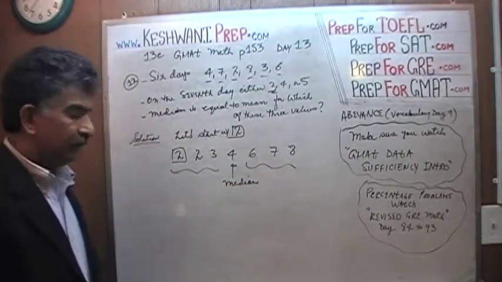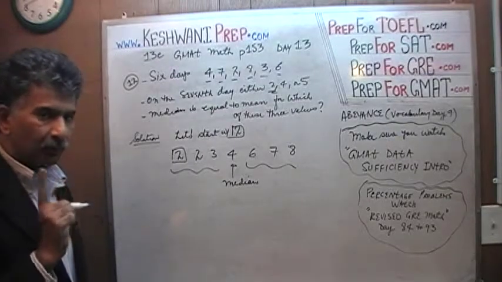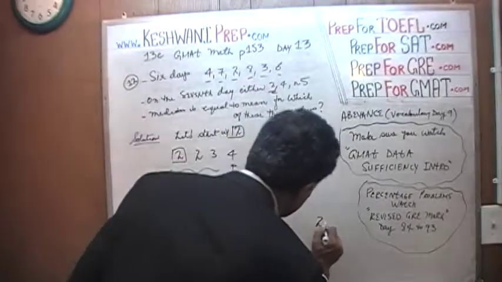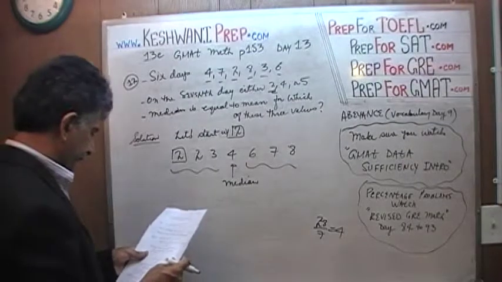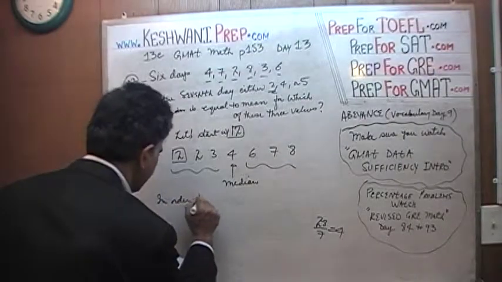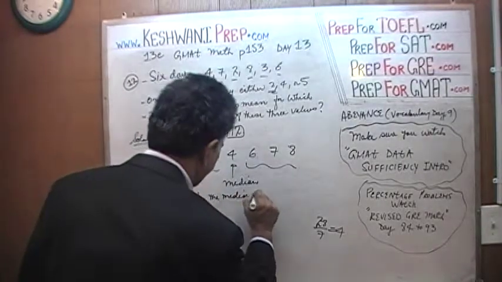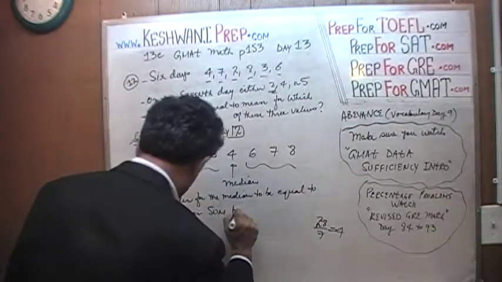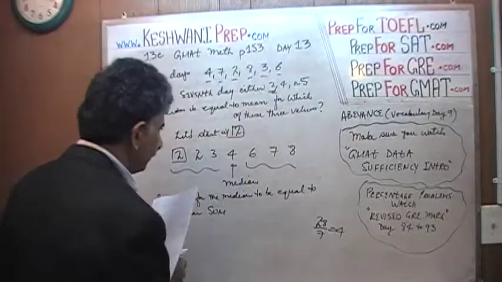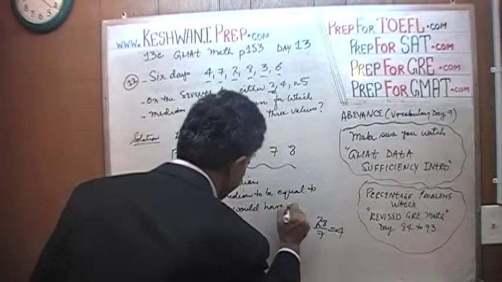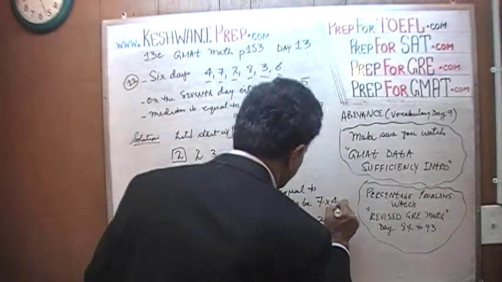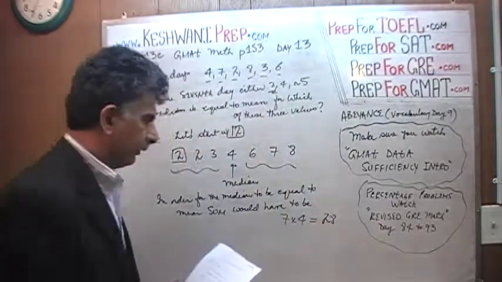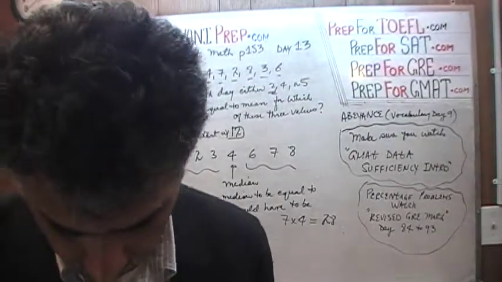Let's find out the mean. In order for the mean of these 7 numbers to be equal to the median, the sum of these 7 numbers would have to be 28, because 28 divided by 7 equals 4. In order for the median to equal the mean, the sum of these 7 numbers would have to be 7 times 4, or 28, because there are 7 of them. So all we have to figure out is whether or not the sum of these numbers is 28.